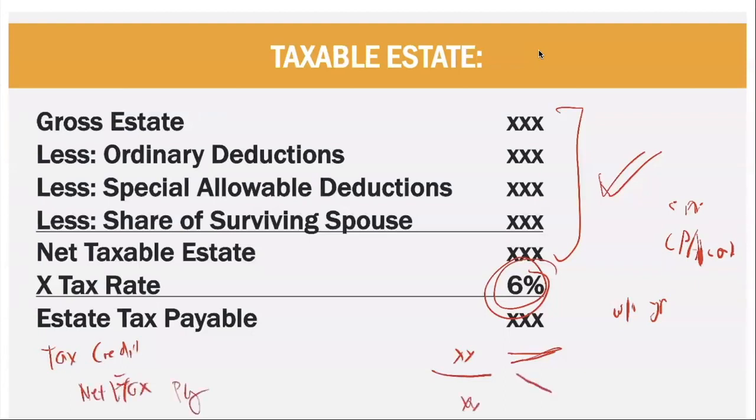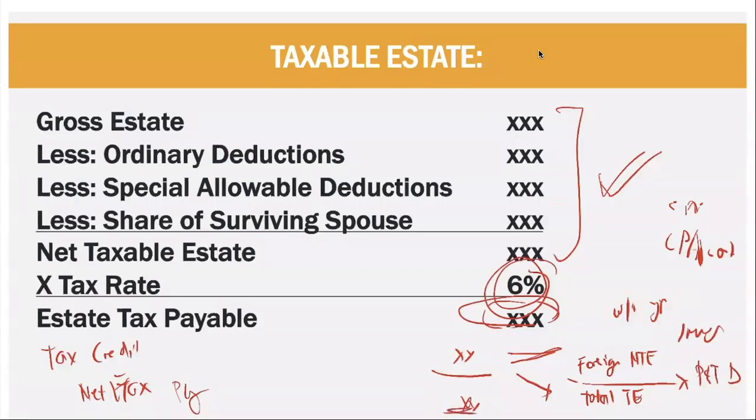So how do you get your tax credit again? Just like for your income tax, you get your foreign net taxable estate divided by your total taxable estate, multiplied by your Philippine estate tax due. Ito yung estate tax due. Para makuha mo yung tax credit, you compare which is lower. So the lower between these items. After that, you can already pay your net estate tax.